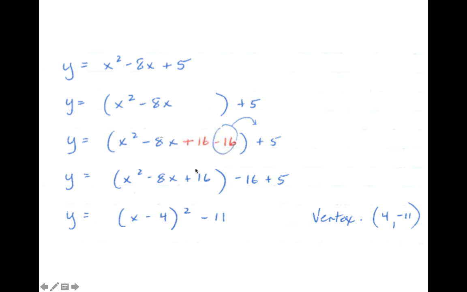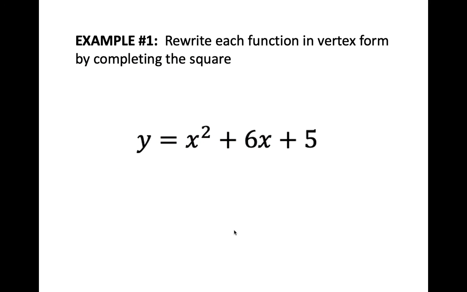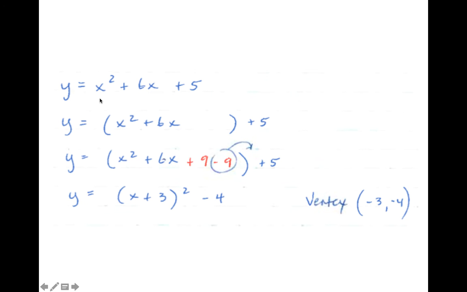Now, this guy comes from x minus 4 all squared, and putting this together, it's a negative 11. So that gives me a vertex of 4 and negative 11. And we'll just keep on going through the next couple of samples. All right, so once again, gather these two terms, put them in a bracket. Look for the number that completes the square. Divide by 2 and square it. Plus 9, add it and subtract it.